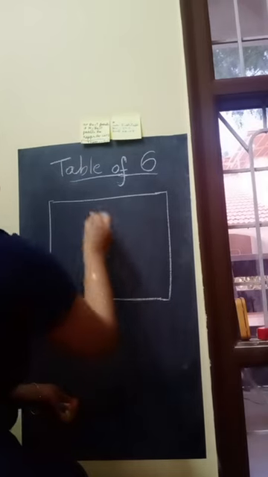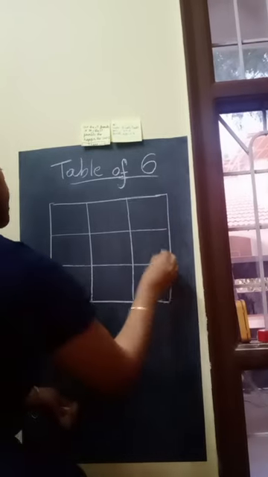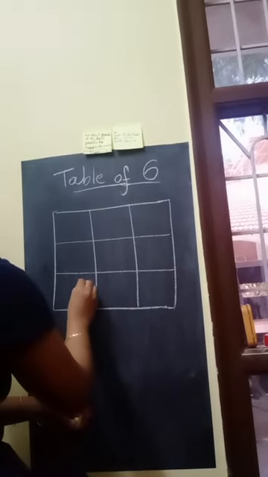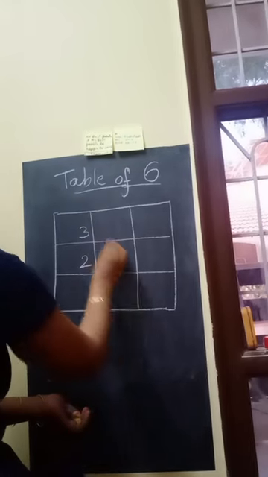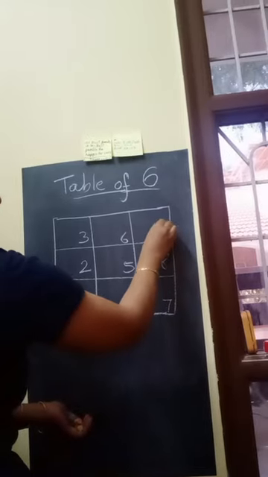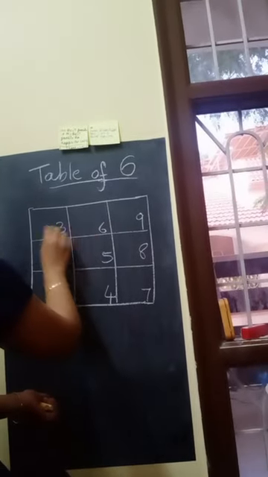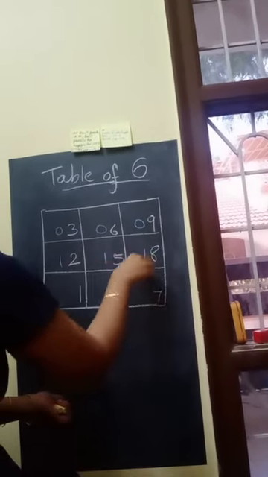Table of 6. Okay, table of 6. What I'll do is I will draw again one big square, then 2 columns, 2 rows. Now, it is just like our 3 tables. So, we will write 1, 2, 3, 4, 5, 6, 7, 8 and 9. Now, first we will do the first row just like the 3 tables.